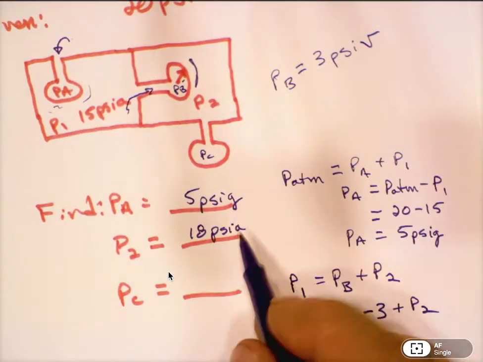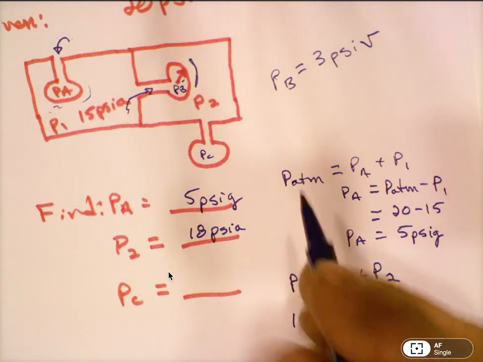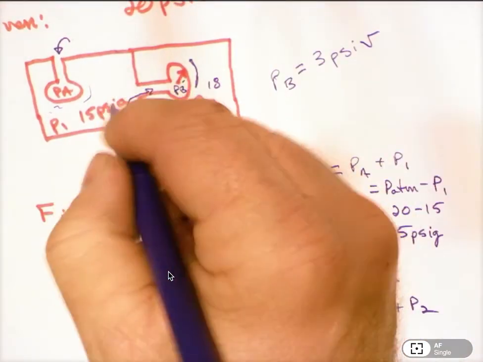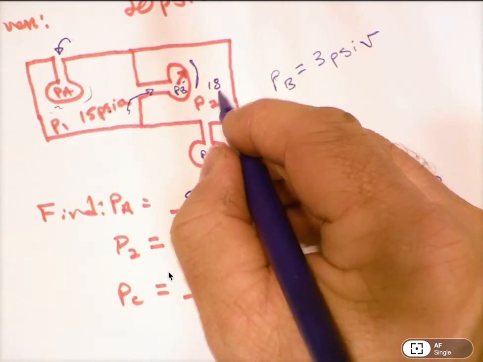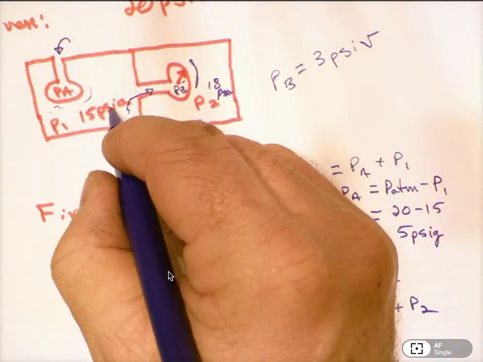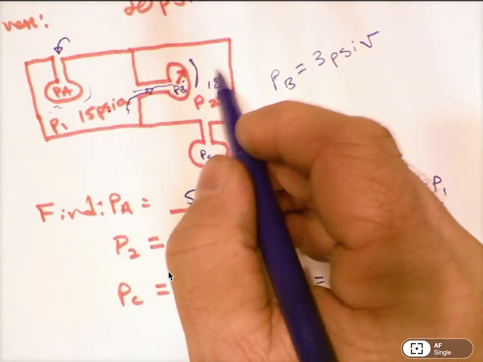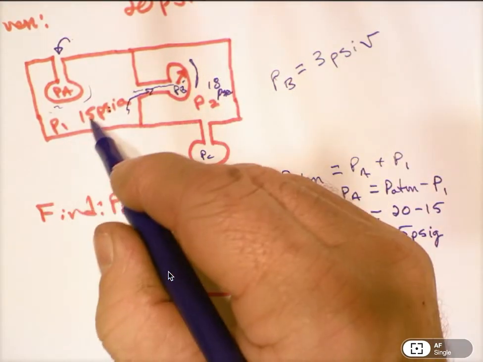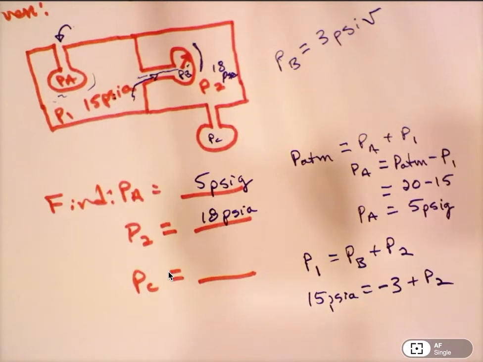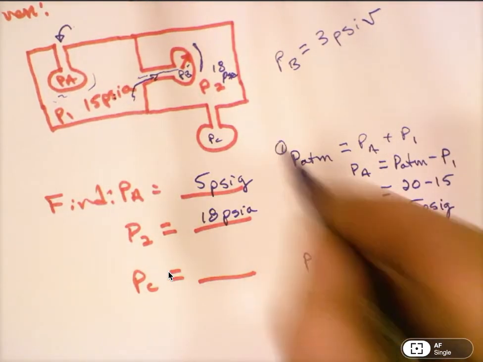All systems read A. Does that make sense? That if this is 18 and this is 15, that this gauge would say the stuff inside my gauge is 3 less than the surroundings. Yeah, that's good. All right, so this was step 1, this is step 2.